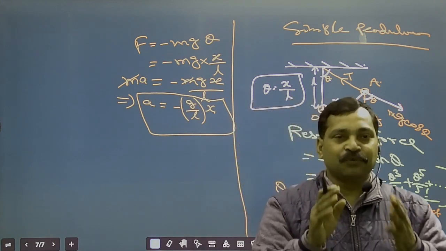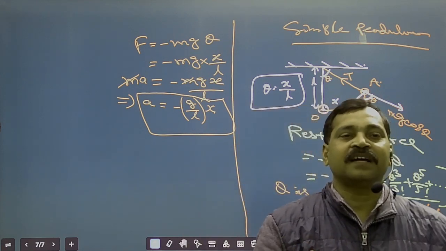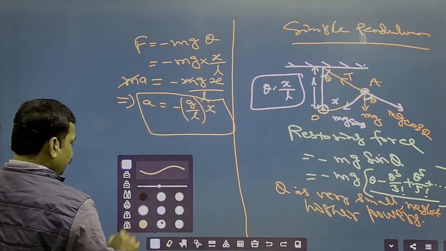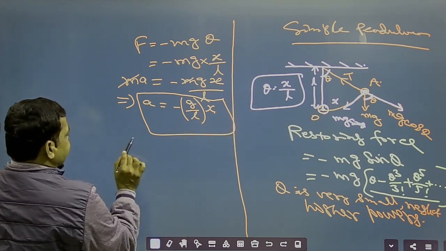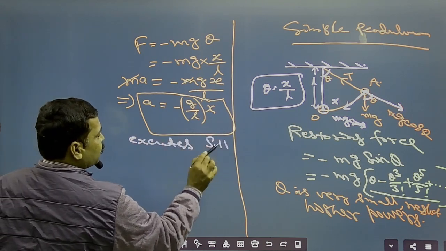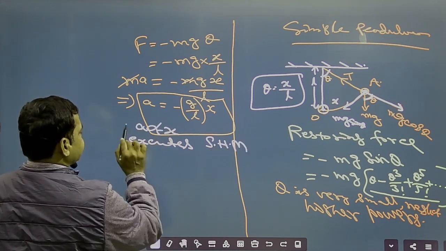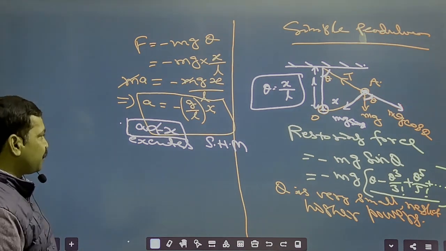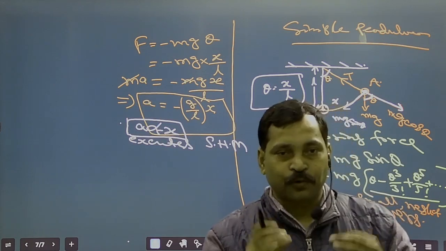The motion in which the acceleration is directly proportional to the displacement and always acts towards the mean position. So the conditions are fulfilled here. So we can say that this simple pendulum is executing simple harmonic motion, as the acceleration is directly proportional to x and towards the mean position.